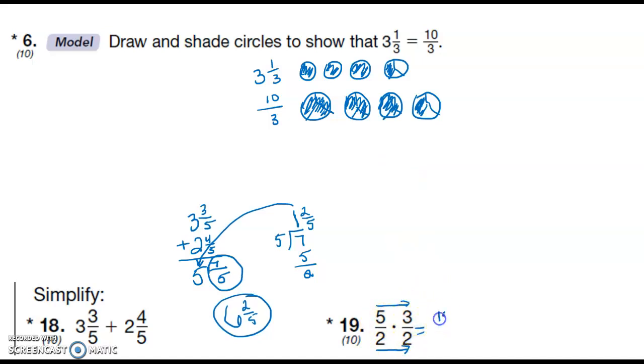Okay, 19, we're going to multiply across the top, multiply across the bottom. 5 times 3 is 15. 2 times 2 is 4. And we're going to divide. 4 goes into 15 3 times. 3 3/4.